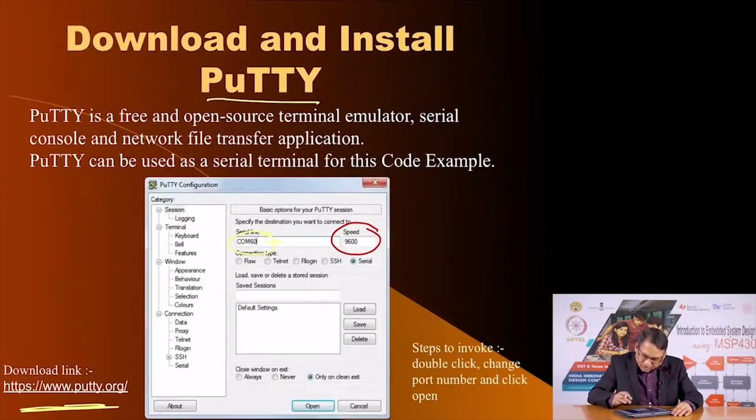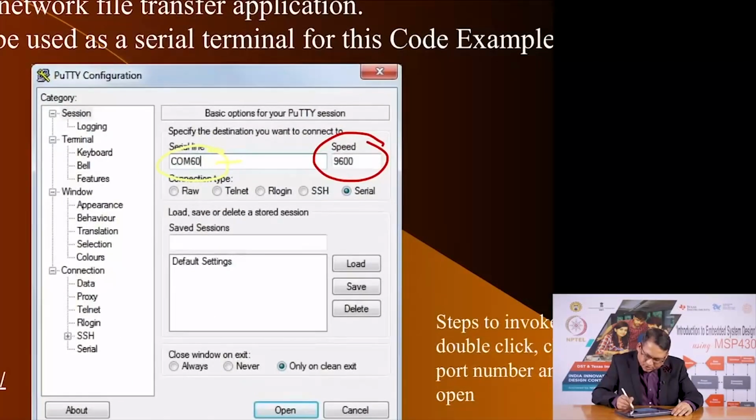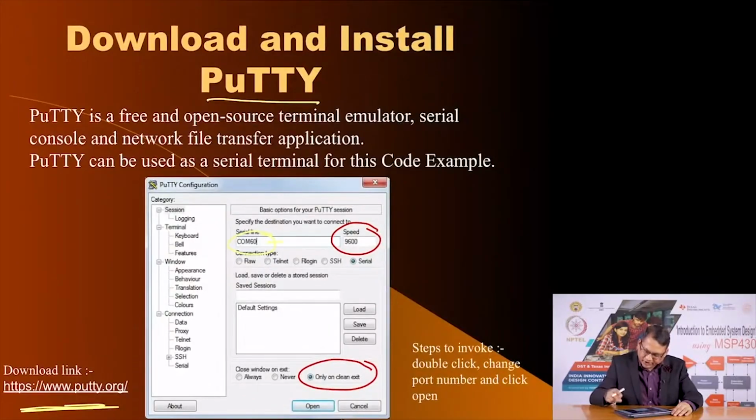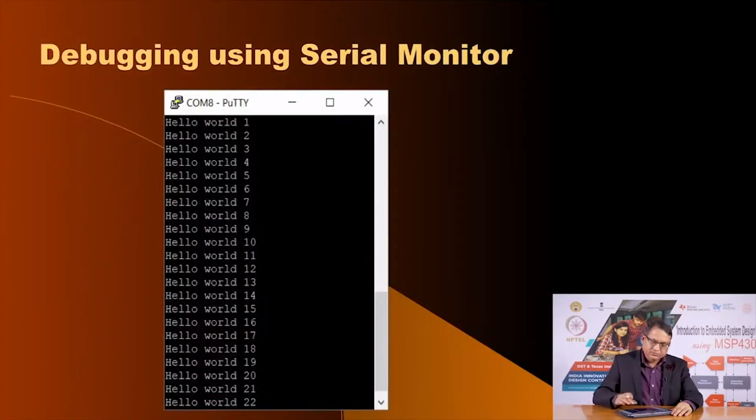And then you select only on clean exit, and then you open this, all right. When you do it and your program is running, you have already downloaded the program, and when it is running on your microcontroller, this PuTTY window will open, and here is what you will see: hello world 1, 2, 3, and every second or so this value is being updated. So, this is the way serial debugging could be implemented with the microcontroller.